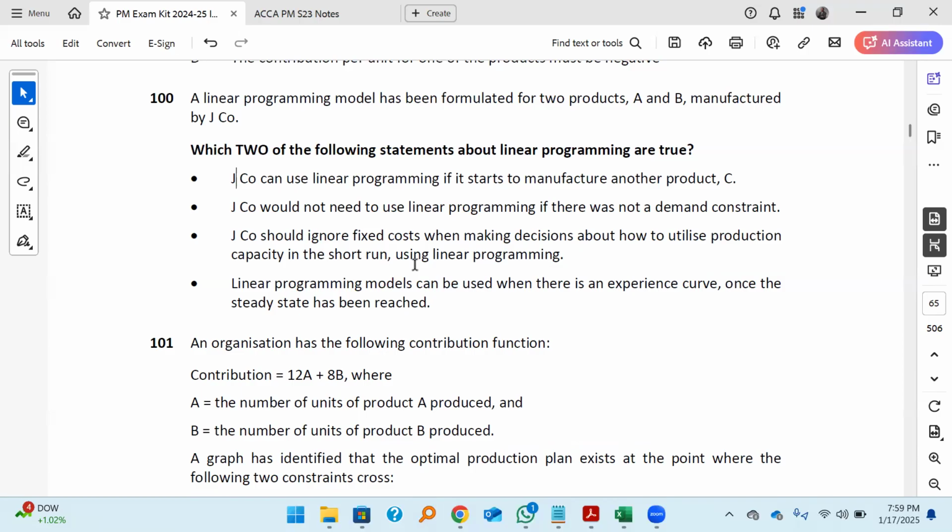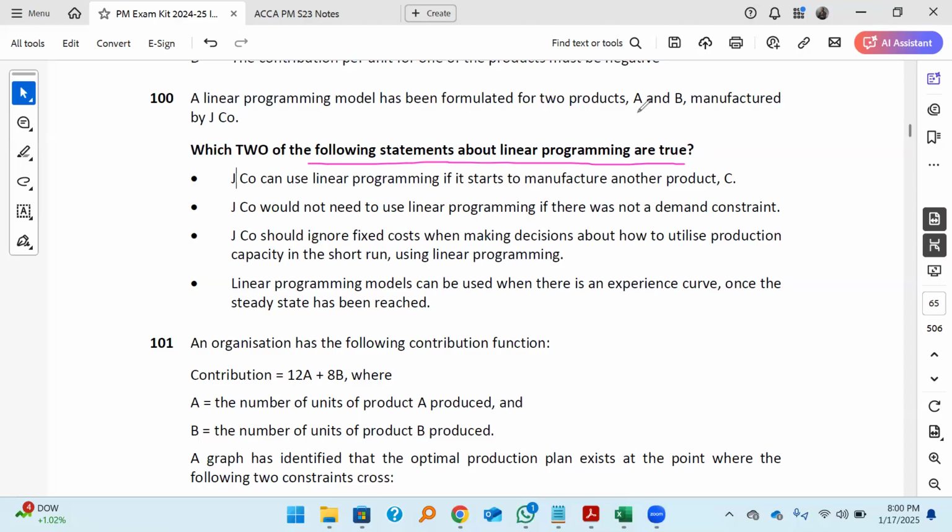So you just have to know how to do things like solving those equations when they give them to you, finding the scarce resource, and also by the same logic, the one which is slack, and the shadow price. So here they are saying that a linear programming model has been formulated for two products, and they're asking which two of the following statements are true.